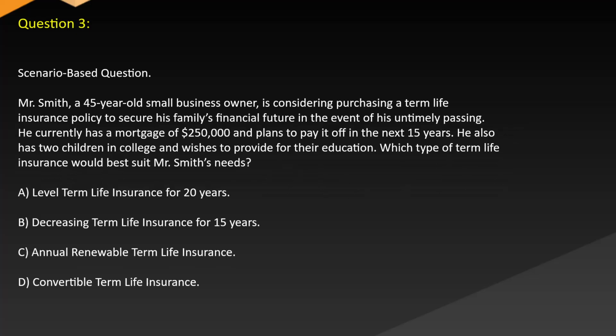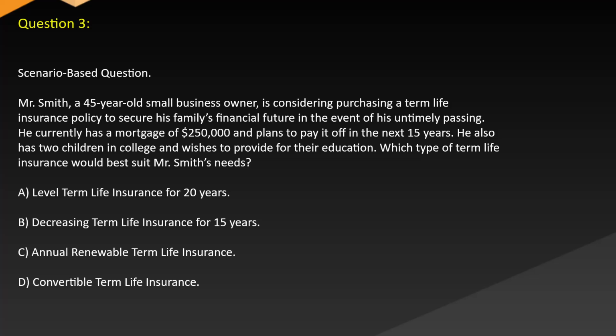Question 3. Scenario-based question. Mr. Smith, a 45-year-old small business owner, is considering purchasing a term life insurance policy to secure his family's financial future in the event of his untimely passing. He currently has a mortgage of $250,000 and plans to pay it off in the next 15 years. He also has 2 children in college and wishes to provide for their education.